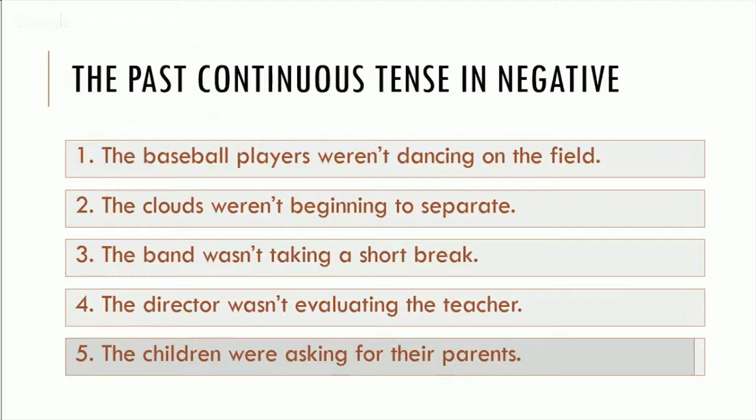And number 5, same as number 1 and number 2, the children were asking for their parents. And if you want to make that negative, you add not after were, and you do a contraction. The children weren't asking for their parents. So there you have it. All you have to do is add not after the verb to be. You do a contraction, combining the verb to be and the word not. And there you have all your answers.